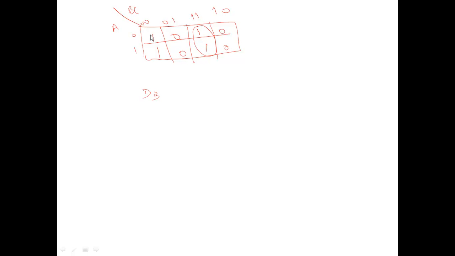So you combine these two things, which is nothing but B bar C bar plus BC. So DB is nothing but B exclusive NOR with C. Directly you can write like this. And finally for DC, finding DC also you have to use a 3-bit K-map.